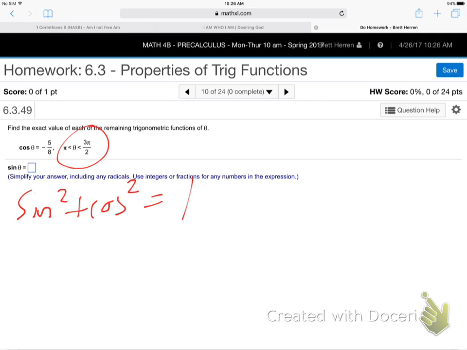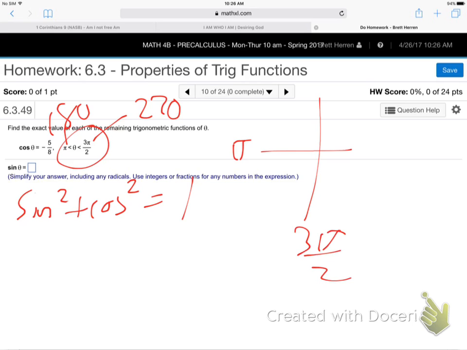What quadrant is that? Pi is 180, and this is 270. If you plug in 180 for pi, right? This is pi, this is 3 pi over 2. So they're basically saying it's in quadrant 3. All students take, it's here, isn't it? That's quadrant 3. That is what they're telling you with that information. It's between 180 and 270, between pi and 3 pi over 2.